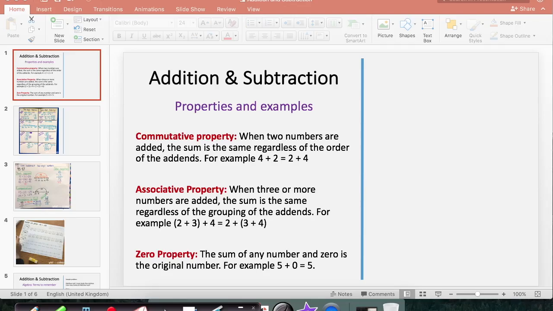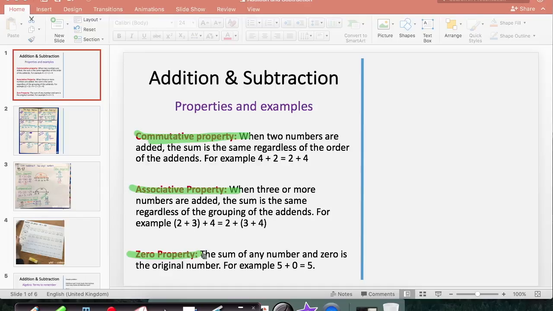Today's lesson is about addition and subtraction. I presume that you already know what addition and subtraction is, so let me just proceed with the properties of addition. There are three properties of addition and subtraction. One is the commutative property, the associative property, and the zero property.